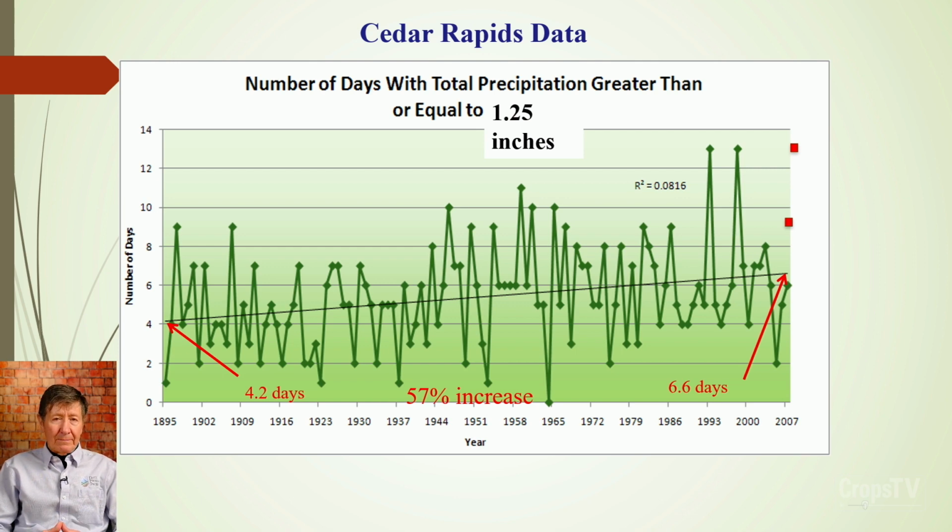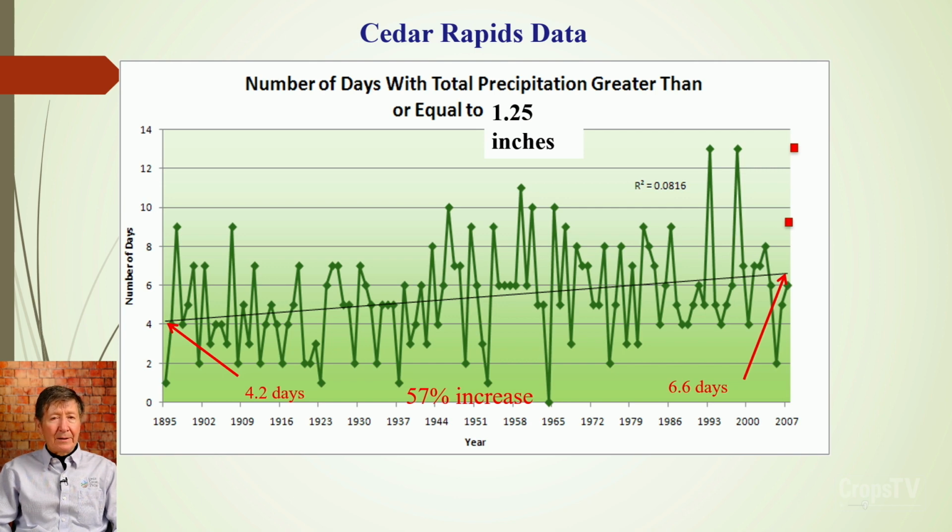Let's look at another chart. This is the number of days with total precipitation greater than or equal to 1.25 inches. Now, why 1.25 inches? Hydrologists use 1.25 inches as kind of their rule of thumb in terms of when runoff starts on most landscapes. So if you get more than 1.25 inches in a given day, you're likely to see a little bit of runoff or some runoff occurring.